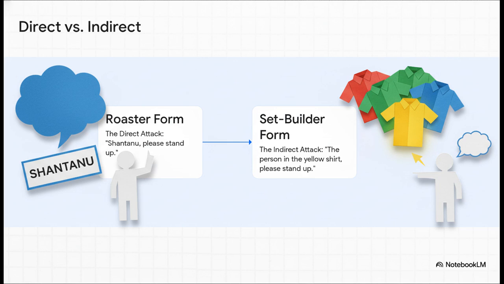Think about it like this. The direct attack, that's like calling someone out by name. Shantanu, please stand up. There's no confusion. The indirect attack is more like describing a unique feature. The person in the yellow shirt, please stand up. Now, if there's only one person wearing a yellow shirt, you've identified the exact same person, right? You just did it in a different way.